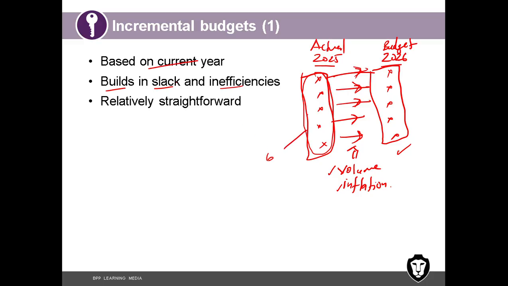Suppose for example, 60% efficiency was there in one department, labor efficiency. You are taking this as the base and next figure is set. So next year also you are just allowing 60% efficiency. If you did not identify this. This is incremental budgeting. Relatively straightforward, not taking much time, faster, easier.